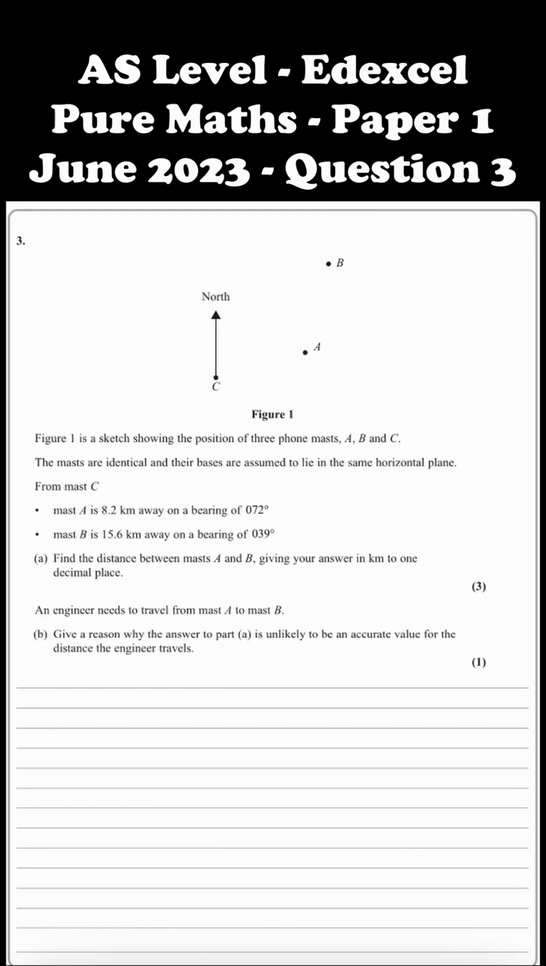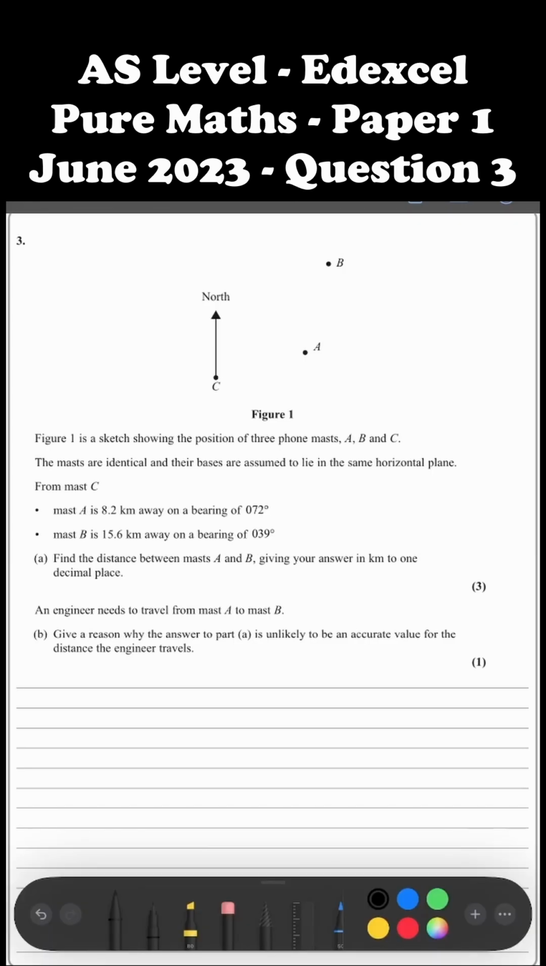Here we have question number 3. Figure 1 is a sketch showing the position of 3 phone masts, A, B and C. The masts are identical and their bases are assumed to lie in the same horizontal plane. From mast C, mast A is 8.2 kilometers away on a bearing of 72 degrees. So what I'm going to do first is draw a line between C and A. Should be a straight line. That's 8.2 kilometers. And we know that this bearing here is 72 degrees.